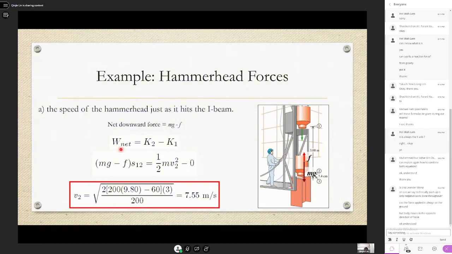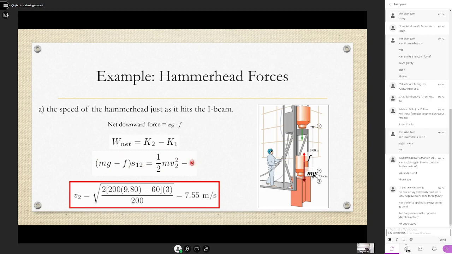So we can write out the equation. We use this formula here: work done equals change in kinetic energy. Down here, work done is actually force times displacement. Force is mg minus f. This is net force, net force downward, the mg minus f. So this force and the displacement, which is also in the same direction, make up the work done. Okay, this is what we learned.